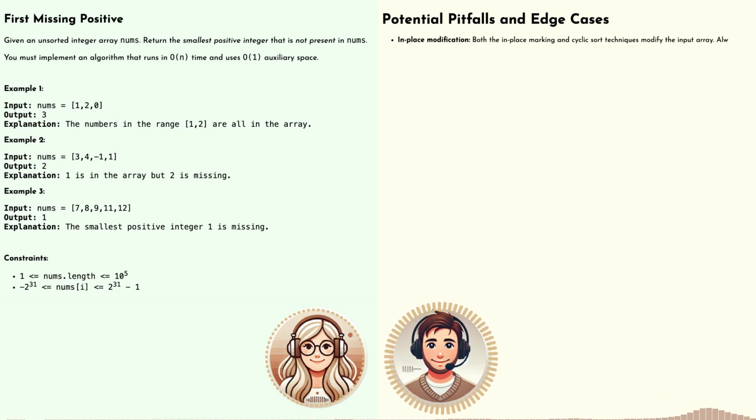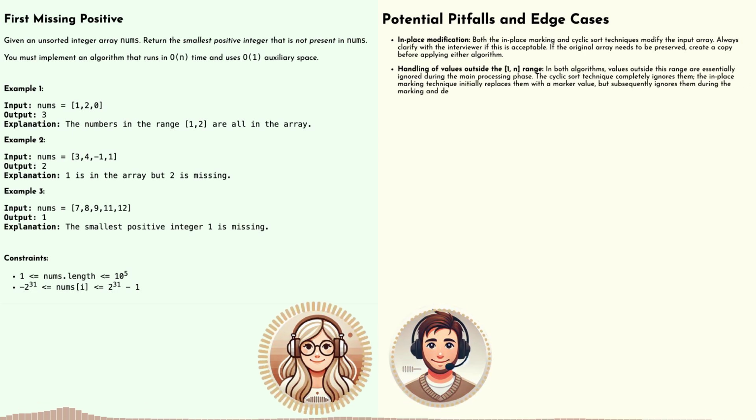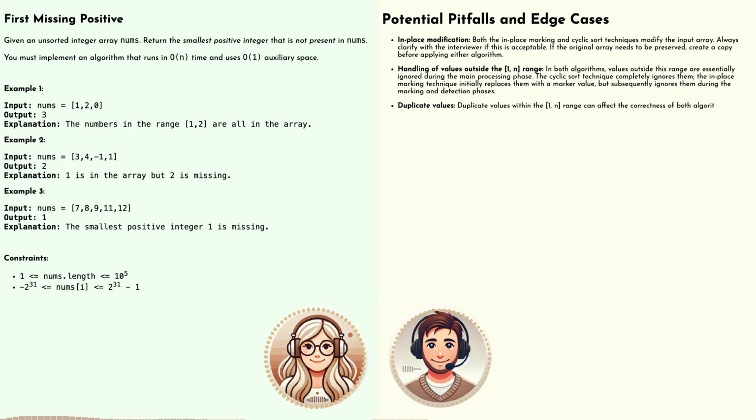Now we've got pseudocode blueprints for both approaches. It's so cool to see how different methods can lead to the same efficient solution. Proof that there's often more than one way to skin a cat, or in this case, to solve a coding problem.